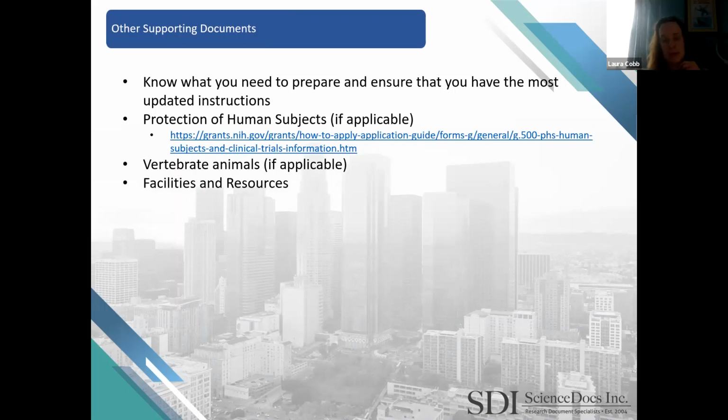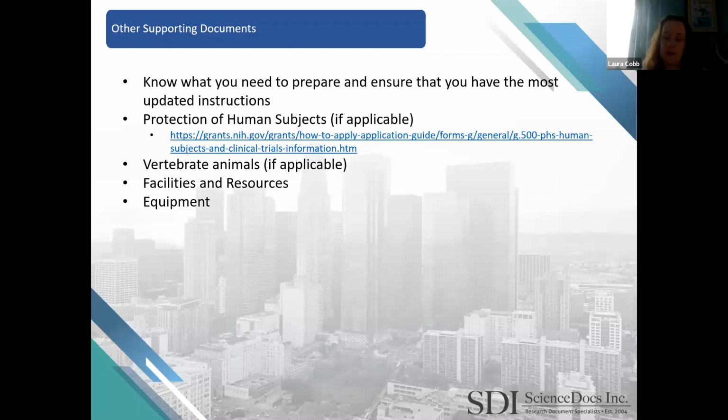Facilities and resources is often an underused document. Don't forget that people can be considered resources. So don't be afraid to use this to highlight the importance of specific people on your team and/or partnerships, particularly if you don't have the space to highlight those things in the research strategy, or if you're unsure if the personal statements do a good enough job. There's no page limit for this, so you use the space to your advantage.